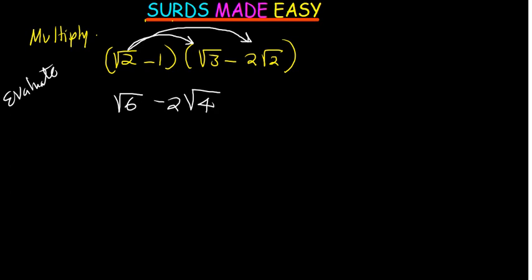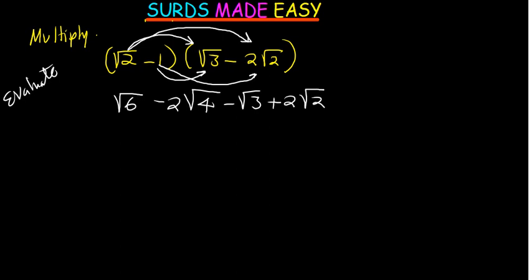And then we come to this one. Negative 1 times root 3. That will be negative root 3. Then negative 1 times negative 2 root 2. That will be positive 2 root 2.